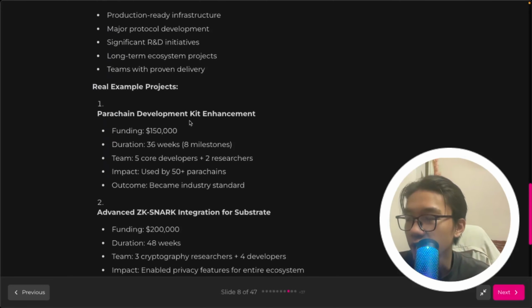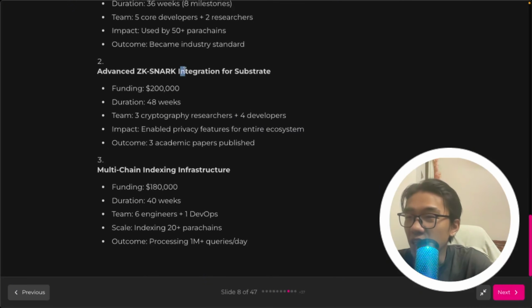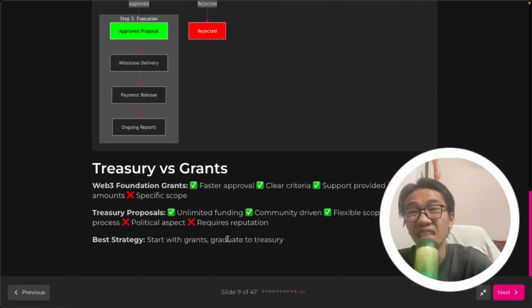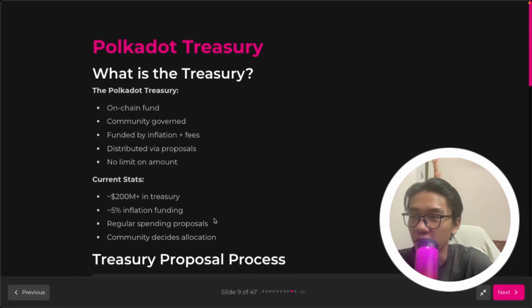Now the real example project: we have a project development kit enhancement where the funding is up to $150,000, duration of 36 weeks. The team of 5 core developers and 2 researchers, used by 50 parachains, and this has already become the industry standard. Or an advanced case, SNARK iteration for Substrate, funding of $300,000 for a duration of 48 weeks, which is a lot of time. 3 cryptography researchers and 4 developers. So these usually take years, not weeks.